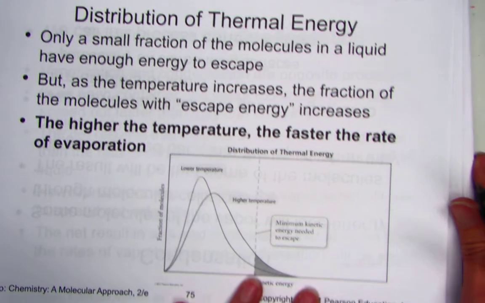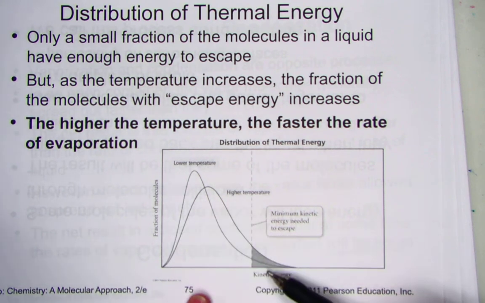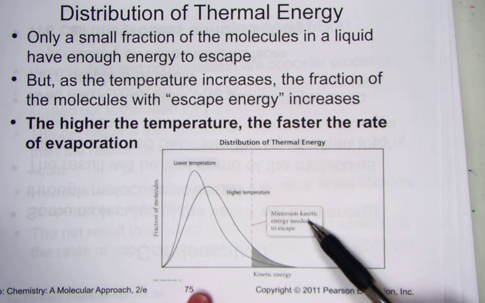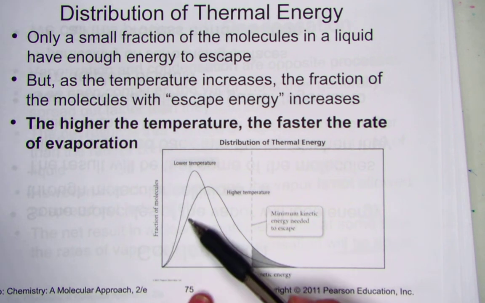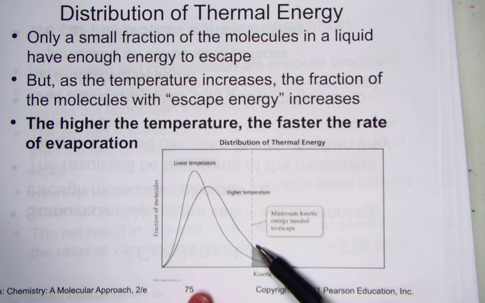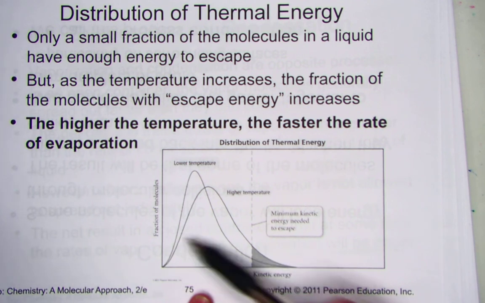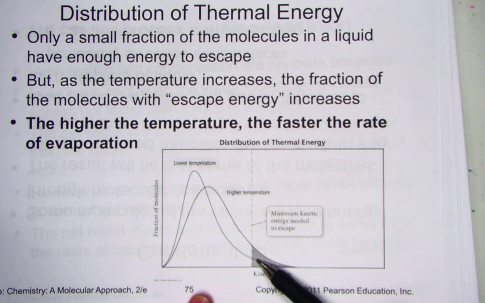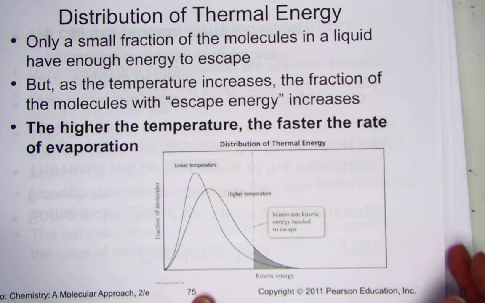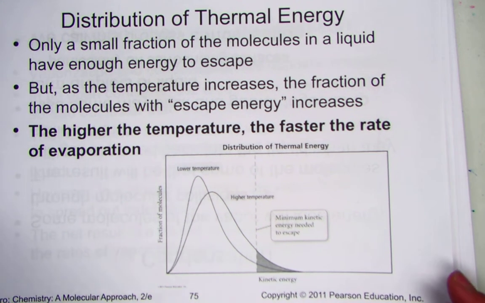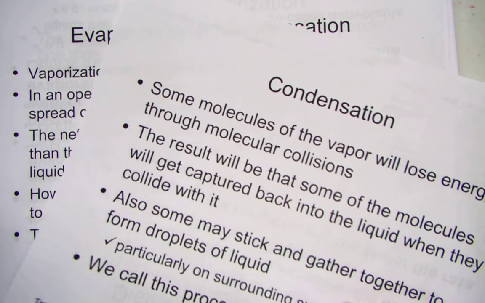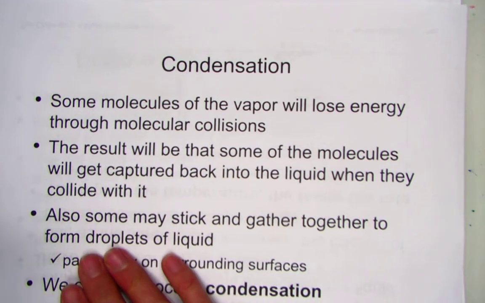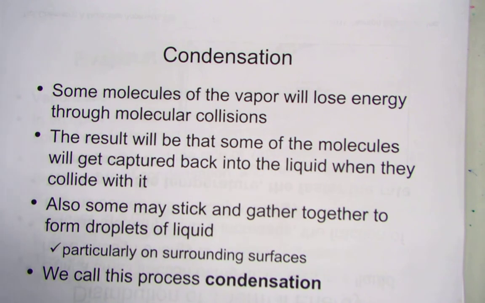This distribution of thermal energy shows that molecules that possess the minimum amount of kinetic energy will escape. So if I begin to warm the solution up, I have more that can escape. The lower the temperature, the lower the rate of evaporation. Makes sense. If I increase the temperature, kinetic energy increases, molecules move faster, and they'll evaporate from the surface much more quickly.